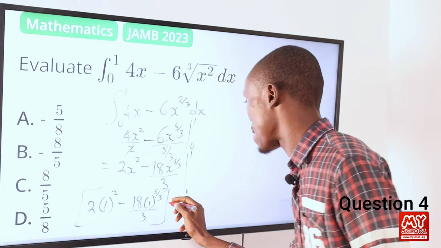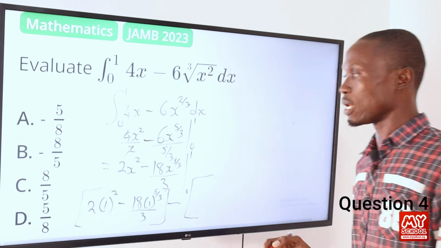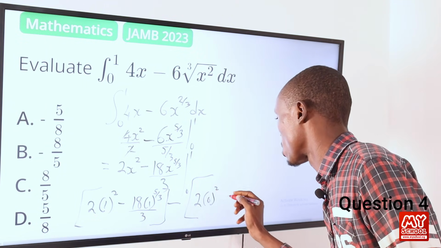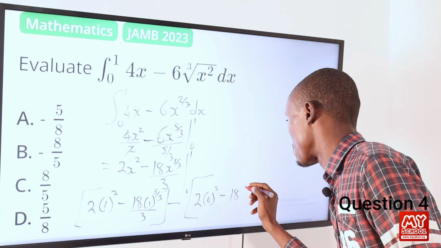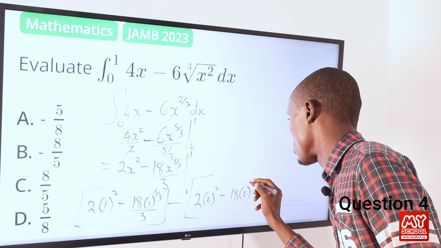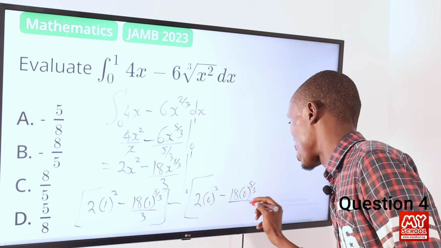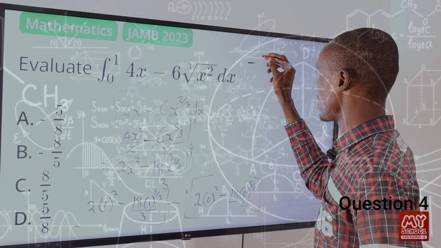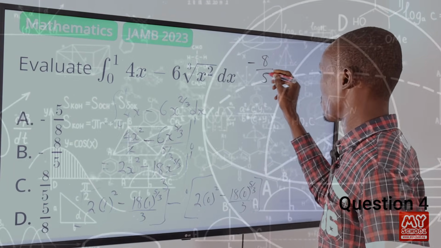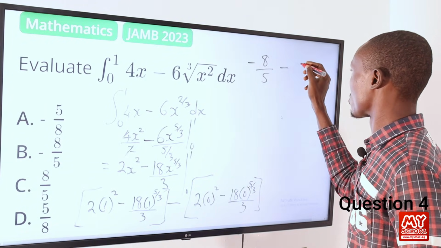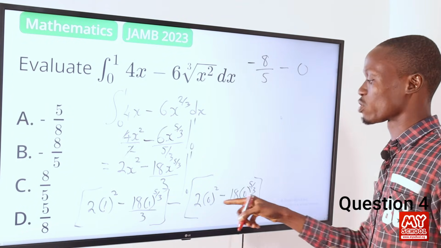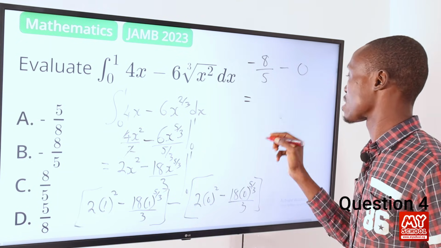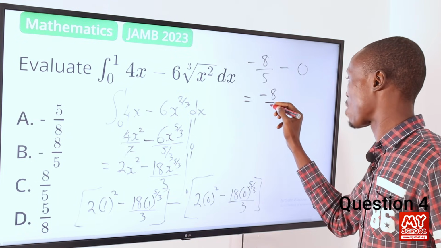We put it in bracket. Then minus our lower limit. So this becomes 2 bracket 0 raised to power 2 minus 18 bracket 0 raised to power 5 over 3, over 3 in bracket. Okay, if we tidy this up, we'll be having minus 8 over 5 minus, of course, 0. This whole side is going to give us 0 since we are substituting 0. Any number times 0 is 0. So at the end of the day, our answer becomes minus 8 over 5.